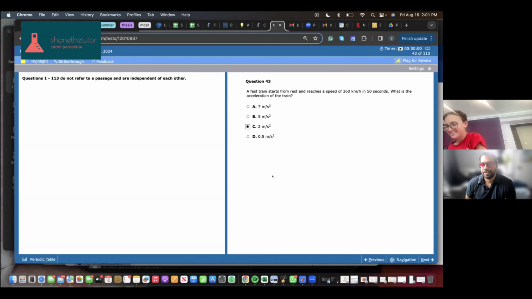And so since it's a change in velocity, what's the change? From 0 to 360. But it's in kilos and we need to convert 50 seconds to hours. So you already did that, right?